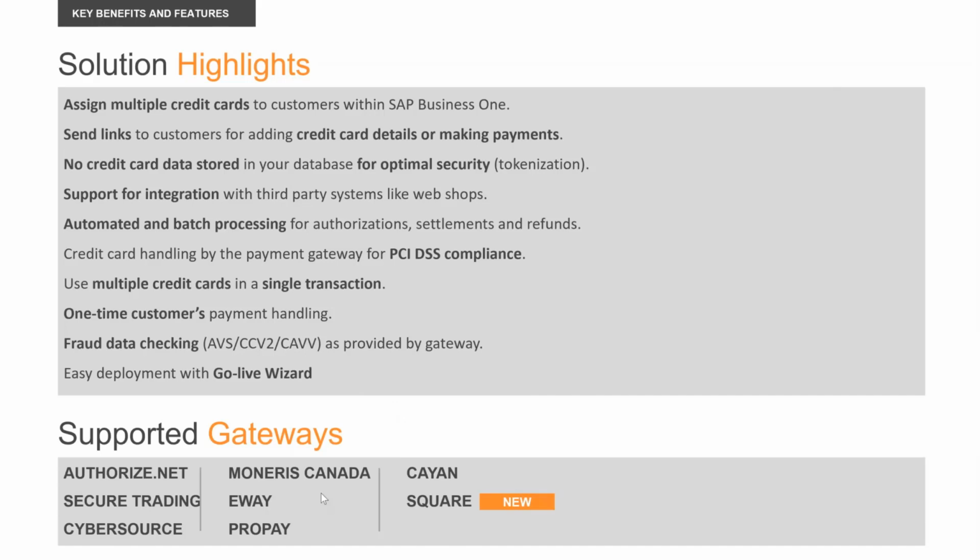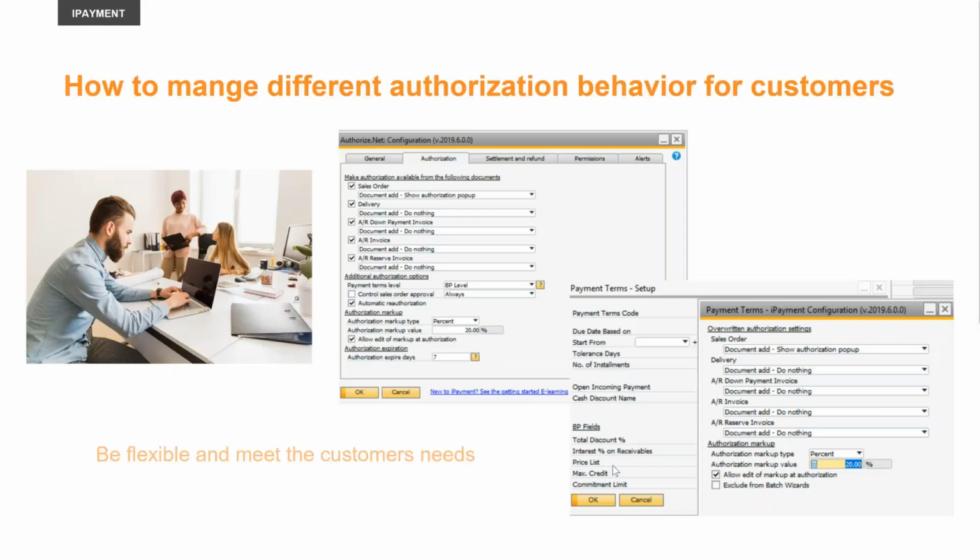I think you guys can hear me now. In today's session, we're going to cover the feature of how you can manage different authorization behavior for customers. You might know it already or you might not, because in SAP with iPayment you actually can override the default authorization and have a different behavior, maybe for different customers. This is set up on the payment terms, so it's very flexible.